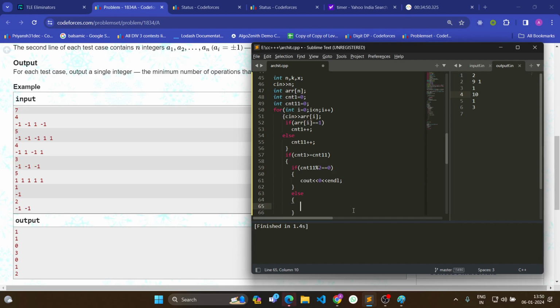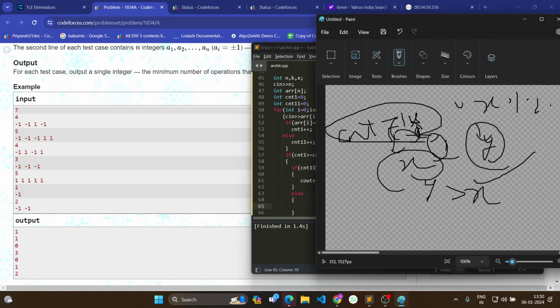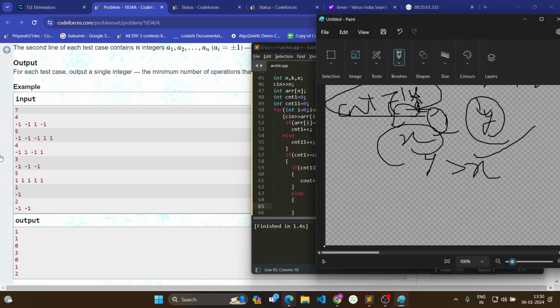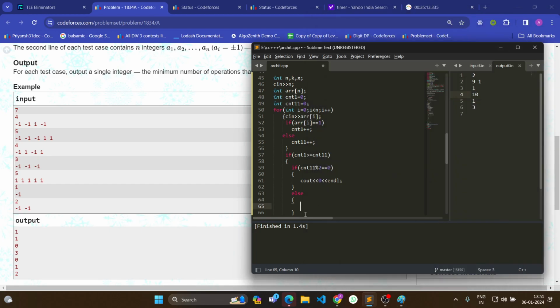Otherwise, this means that the count of minus ones is odd. If the count of minus ones is odd, like let's say 5 ones and 3 minus ones, then if I sum them up, the first condition is true, but if I take the product, the answer is -1. So I'll just need to flip 1. The answer is 1.